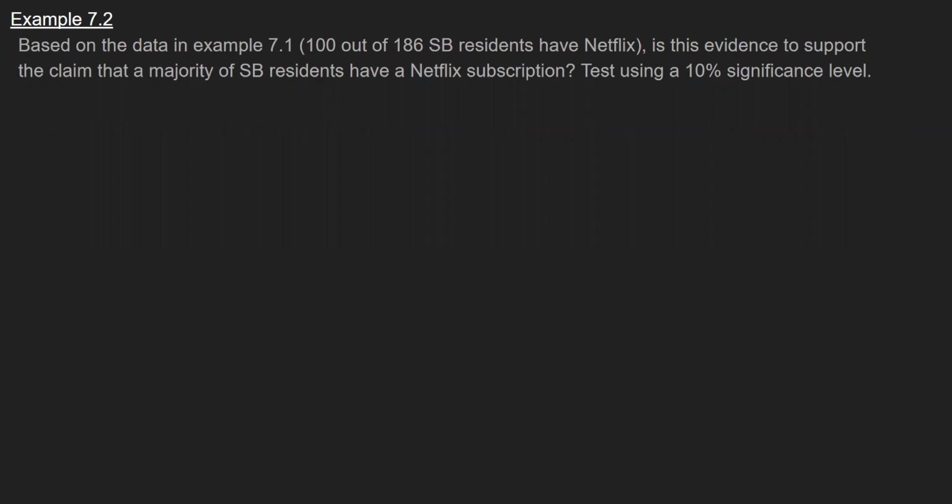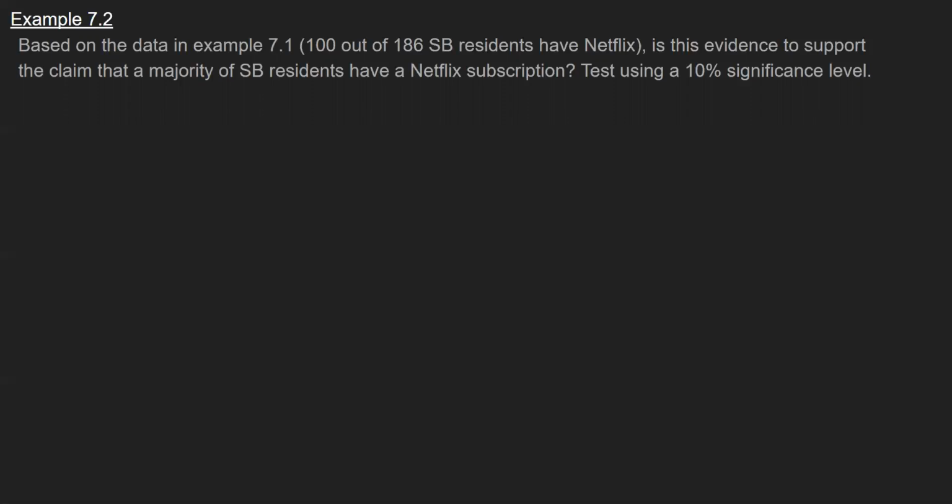We're going to continue our inference on population proportions with a hypothesis test. The data I'm using continues from example 7.1 that you can find linked earlier. So what we have again is data on Santa Barbara residents. 100 out of 186 Santa Barbara residents have a Netflix subscription, and we want to test this against a claim that says a majority of SB residents have a Netflix subscription. Our test level will be 10%.